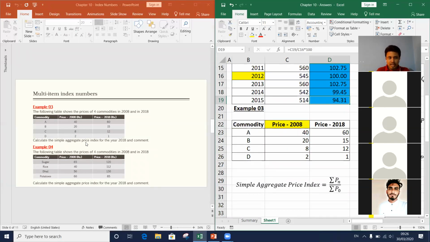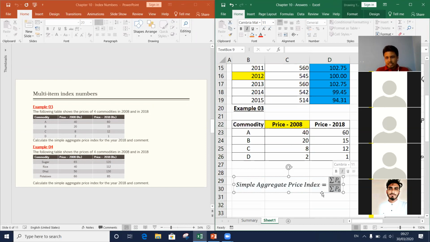මෙතන ගාන කොහොමද කියන්නේ? Calculate the simple aggregate price index for the year 2018. 2018 වල index value එක cal කරන්න කියලා කියනවා නම් base year එක වෙන්න ඕන මොකද්ද? 2008. Right? We need to calculate the index value for this.